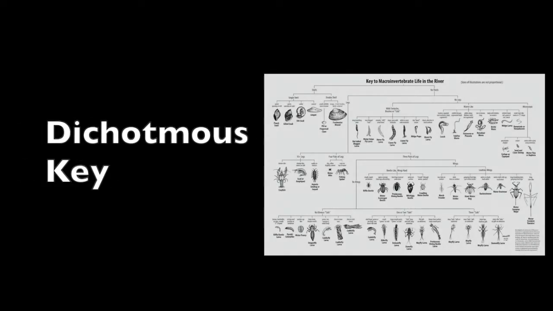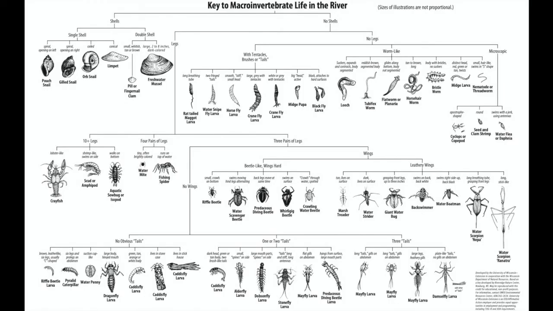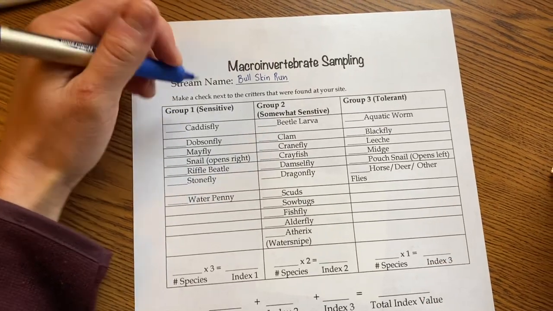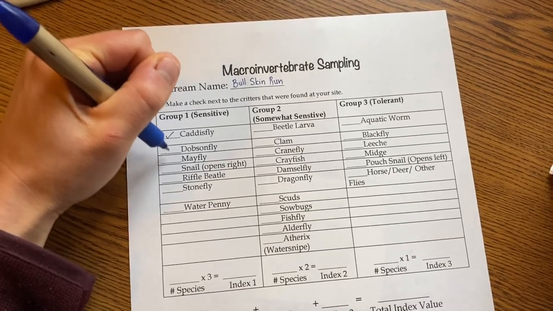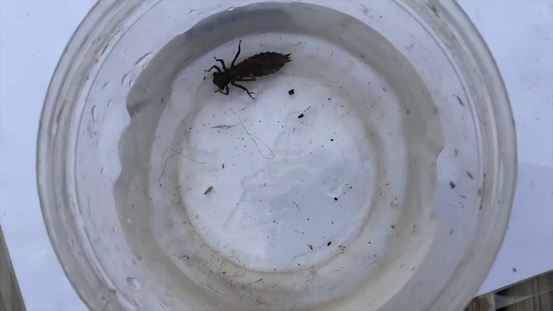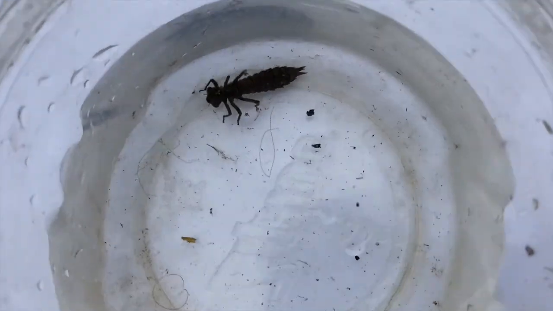We are going to be using a special tool called a dichotomous key to help us identify each critter. To identify a critter, you start at the top of the key and choose one of 2 options that best fits your critter. You continue to follow the key down until eventually you just get to one option, which hopefully matches the critter that you are trying to identify. Follow along in your watershed journal and check off the macroinvertebrates that we find. Let's try this guy first.